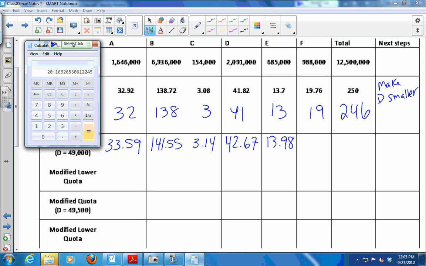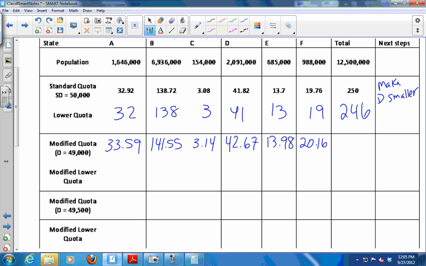So 20.16. I don't have to actually calculate the total there. Round them down and I get 33, 141, 3, 42, 13, and 20, which is 252. Too many seats, right? So my next step, too many seats, is make D bigger.